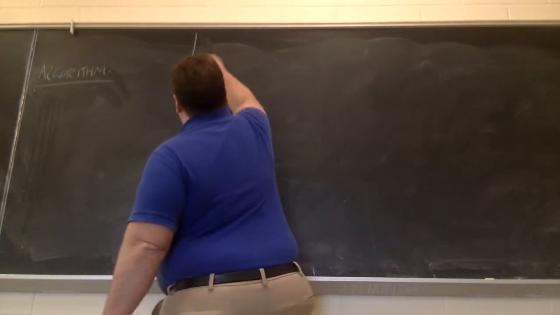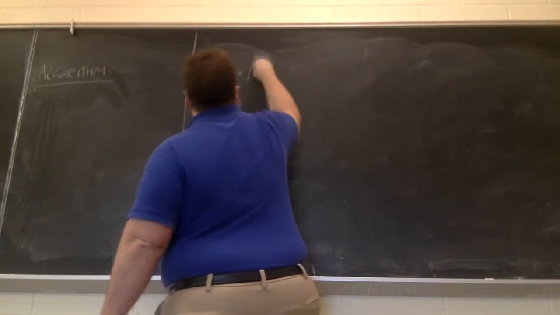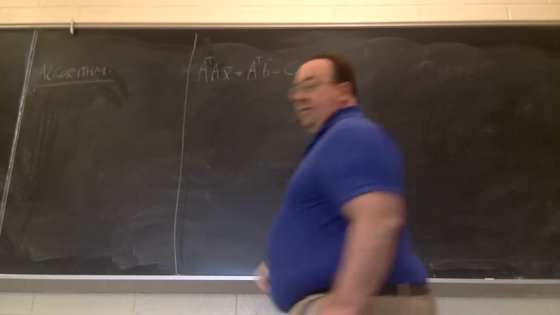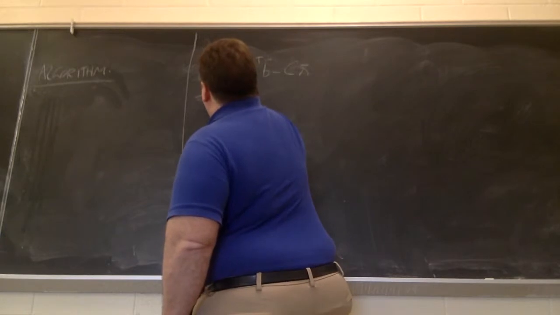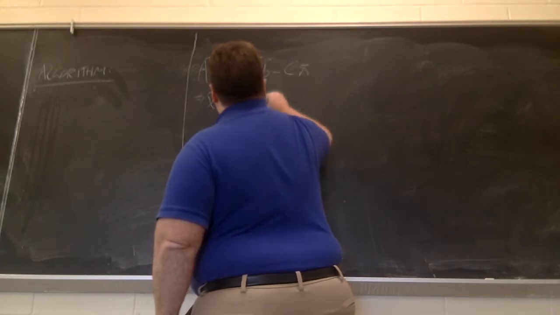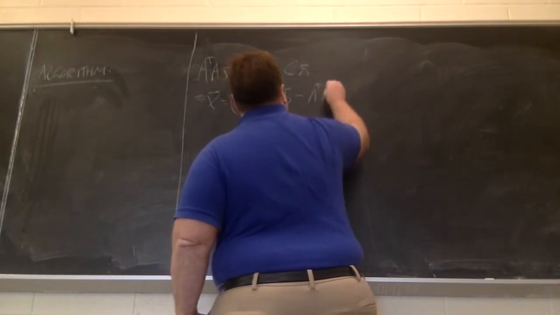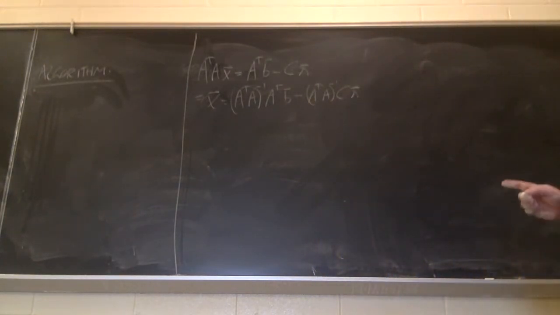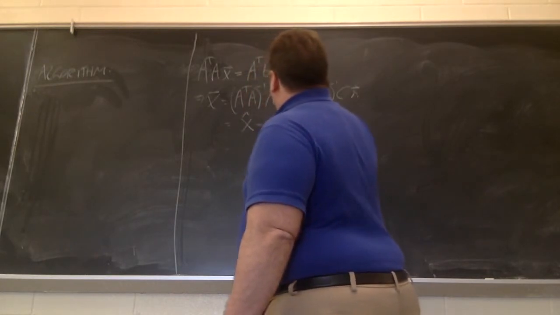We'll see. So I'm going to write it as A transpose A x is equal to A transpose b minus C lambda. Okay. So what that means is our solution x is equal to A transpose A inverse A transpose b minus A transpose A inverse C lambda. Now, A transpose A inverse A transpose b, this first part here, I'm going to call that x hat. And then we have the rest of it.